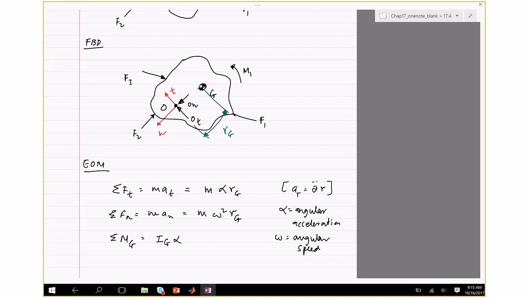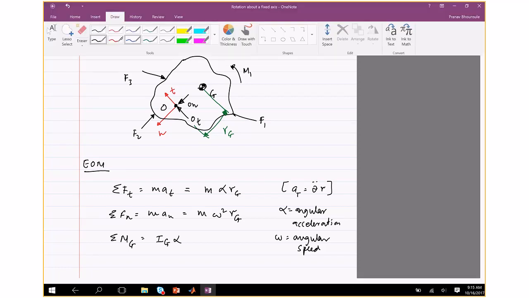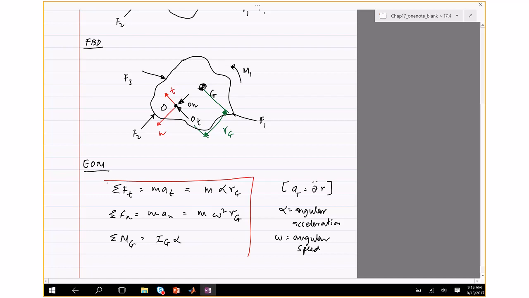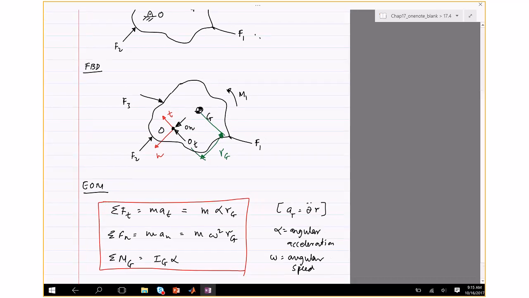So it will rotate about an arm. It will rotate, yeah. An example would be a simple pendulum. So when you try to use this equation, let me just put it in a box. When you use this equation, let's look at equation 3. Equation 3 is saying the moment about point G is Ig alpha.